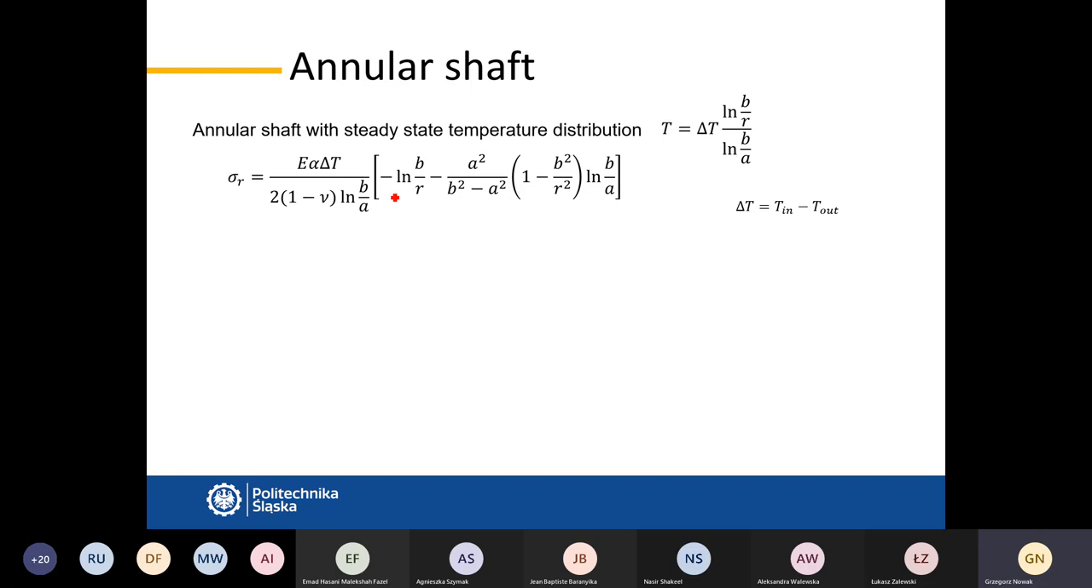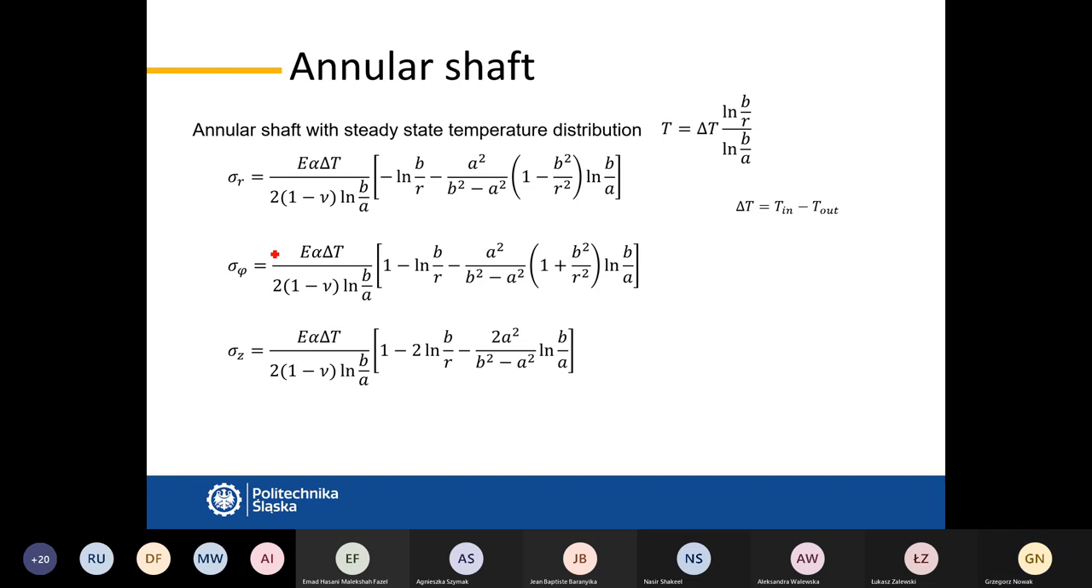So how far we are from the center of the shaft. I will show you distributions in a moment, if you draw it for particular data, how does it look like? The second component of stress, the circumferential or tangential component, is similar. The difference is, this part is the same, but here we have 1 minus and there we have plus. So two locations of slight difference.